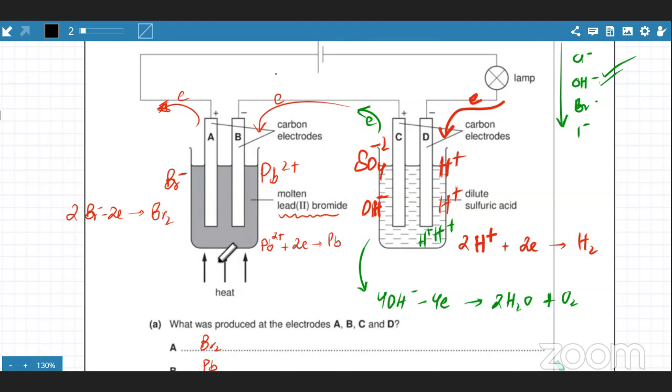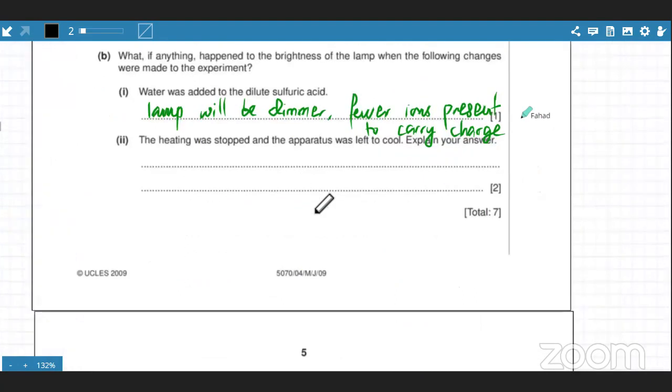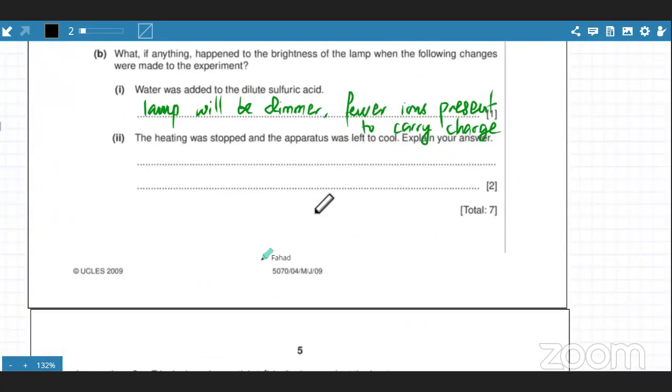If this lead 2 plus ion is stuck over here, in solid state, it won't be able to move over here and attract this electron. So the ions need to move to catch these electrons. The Br minus 1 have to reach this anode A, where they're going to be losing electrons or producing electrons. So the ions cannot move. In solid state, if lead 2 bromide becomes solidified, no electricity is possible. So the heating was stopped and the apparatus was left to cool.